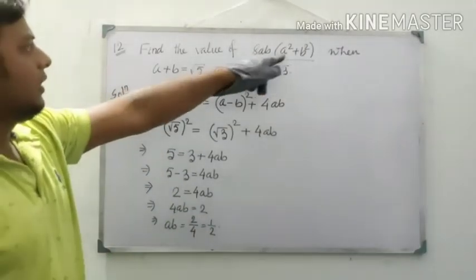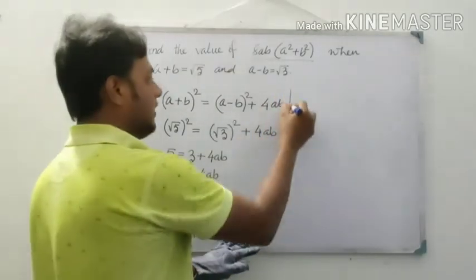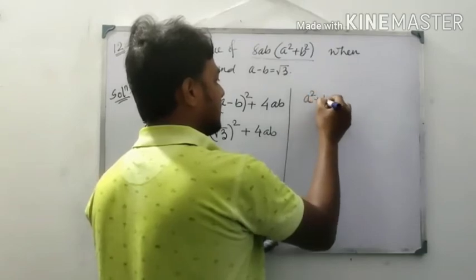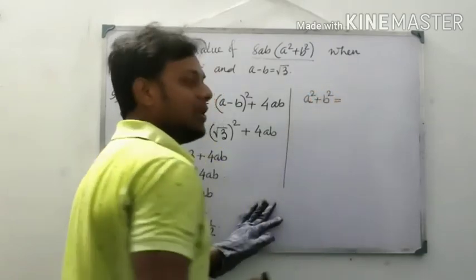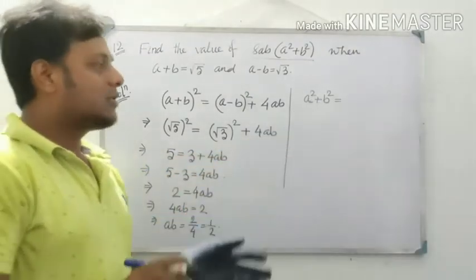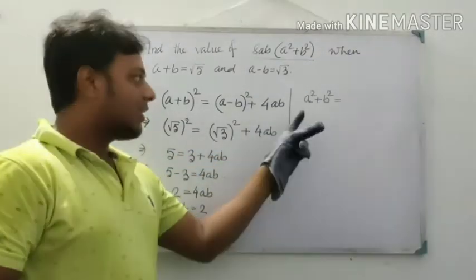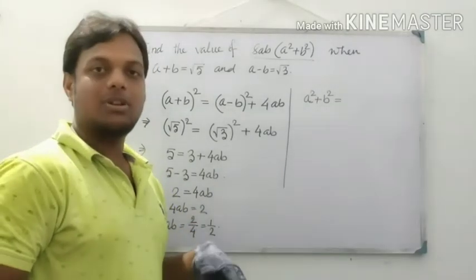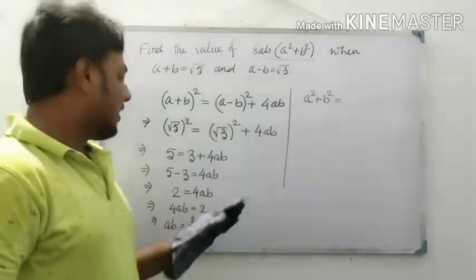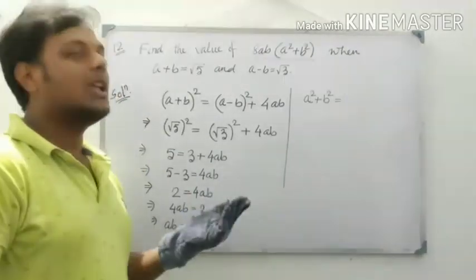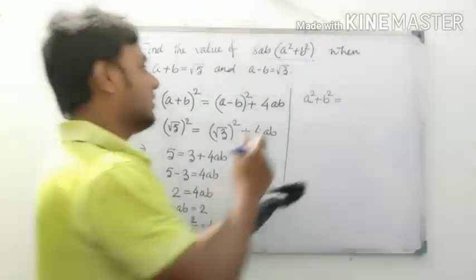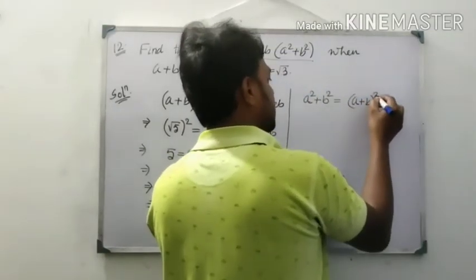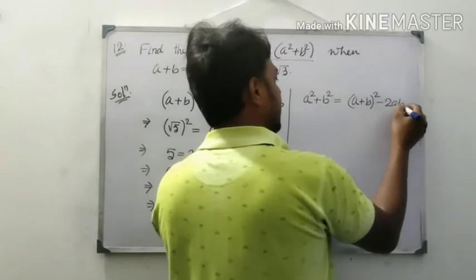Next, we need a square plus b square. So simplify a square plus b square. For a square plus b square we have two identities, and we can use any one. One is a plus b whole square minus 2ab, and another one is a minus b whole square plus 2ab. Here the ab value is there, and a plus b and a minus b both are there, so we can use any one. I am using the first one, a plus b whole square minus 2ab. Now put the values.